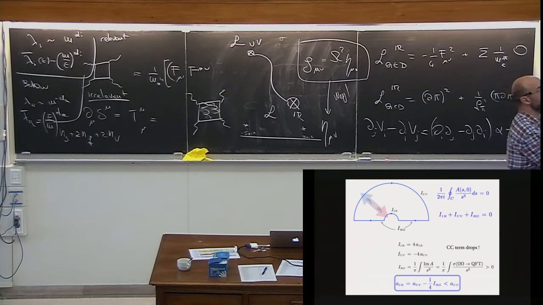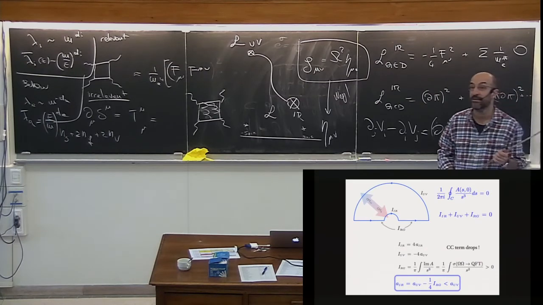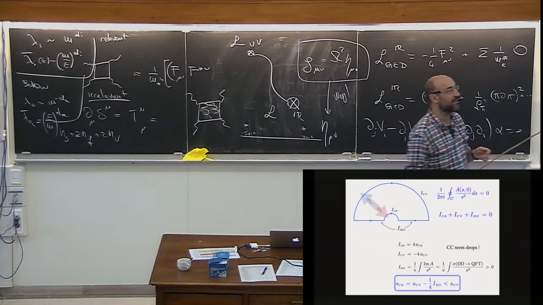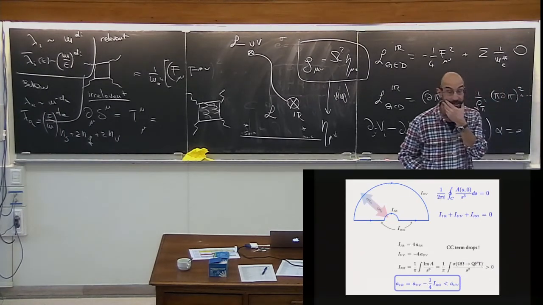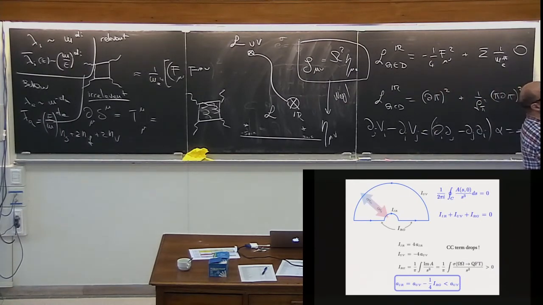So these two circles probe the theory in the IR and the theory in the UV, okay? While this thing here probes the RG flow. So here we have a relation between the IR, and now it's related by the RG flow. And the sum of these three contributions, IR, UV, and RG, must give 0 because of Cauchy's theorem.